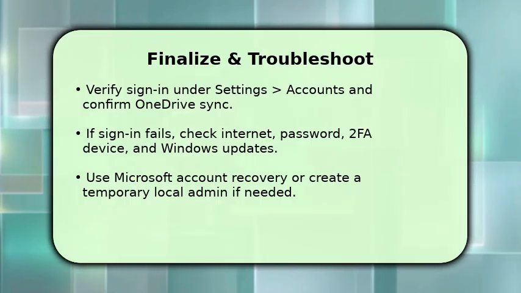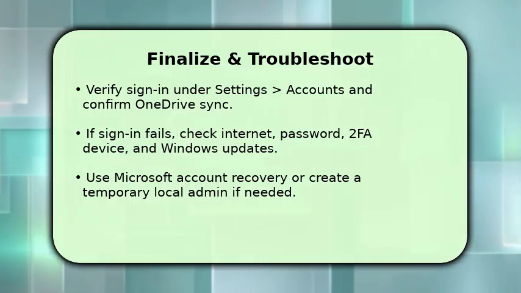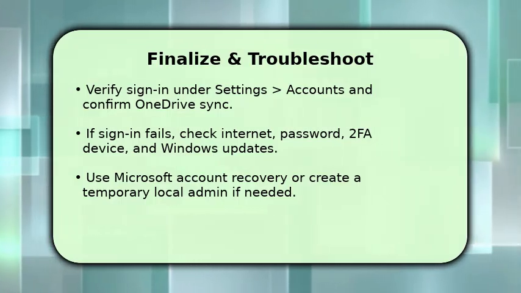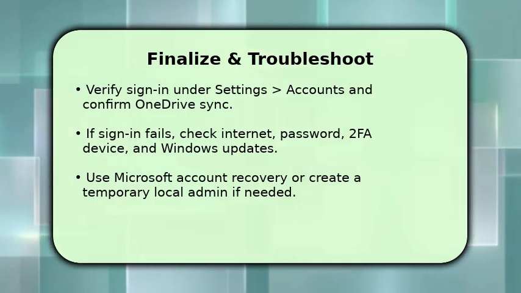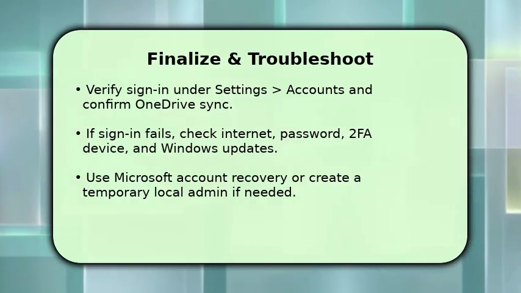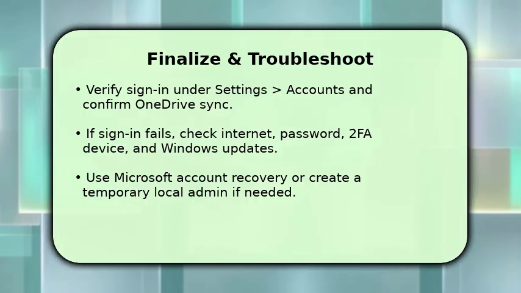If something goes wrong, first check internet connectivity, confirm your password, and ensure two-factor prompts were approved on the correct device. Make sure Windows updates are applied, then retry sign-in. If problems persist, use Microsoft Account Recovery or create a temporary local admin to troubleshoot further. This prevents lockout while you fix authentication issues.